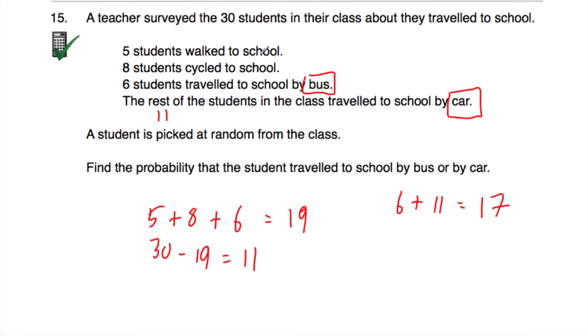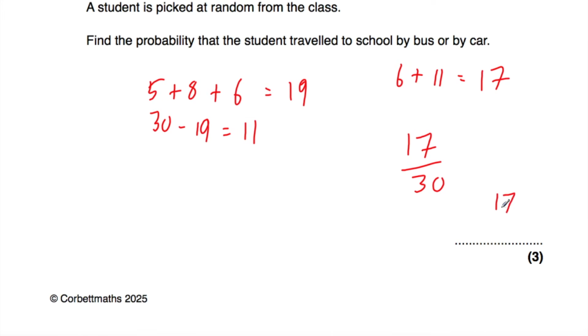So the probability that the student picked at random from the 30 students in the class travelled to school by bus or by car would be 17 30ths. So 17 out of the 30. And that's it. 17 30ths can't be cancelled down. That's our answer, 17 30ths. And let's just write that in the answer box, 17 30ths.